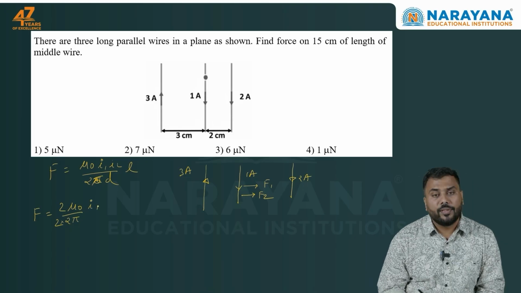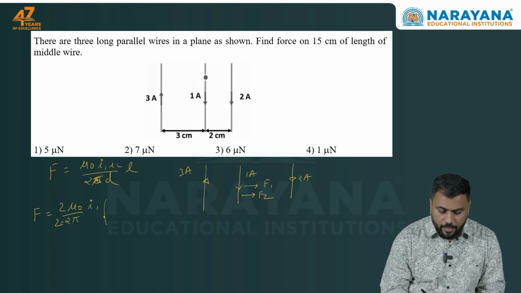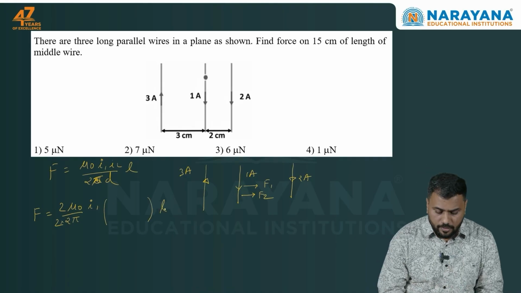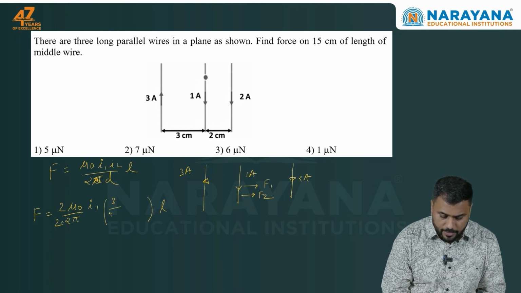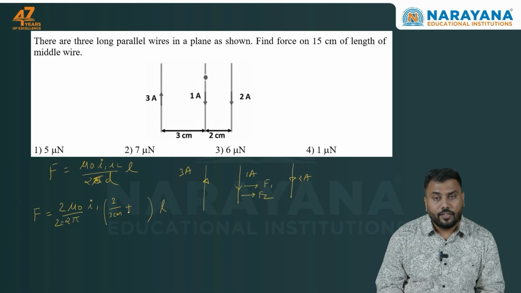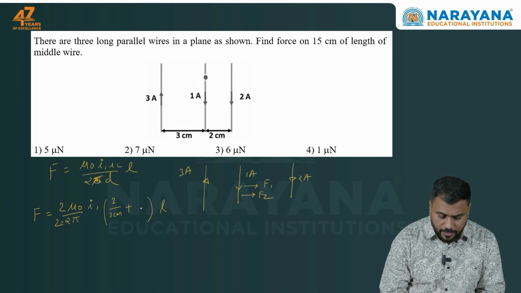I1 is the current in the middle wire, I am taking that as common, in an L length of the wire, and I am going to write that outside here. And the current in the first wire, which is on the leftmost side, is 3 ampere, that is at 3 centimeter distance. The forces are added, that's why I am putting a plus sign in between. And there is a 2 ampere current in the rightmost wire, and it is at 2 centimeter distance.